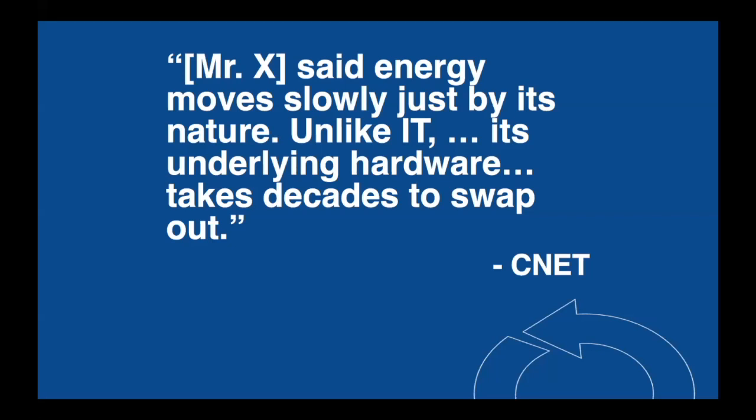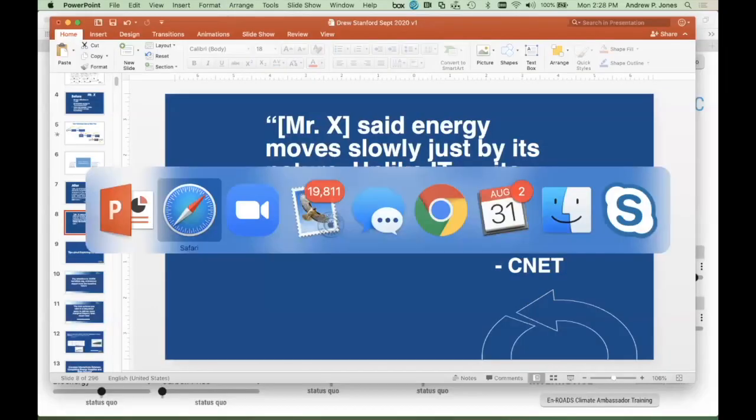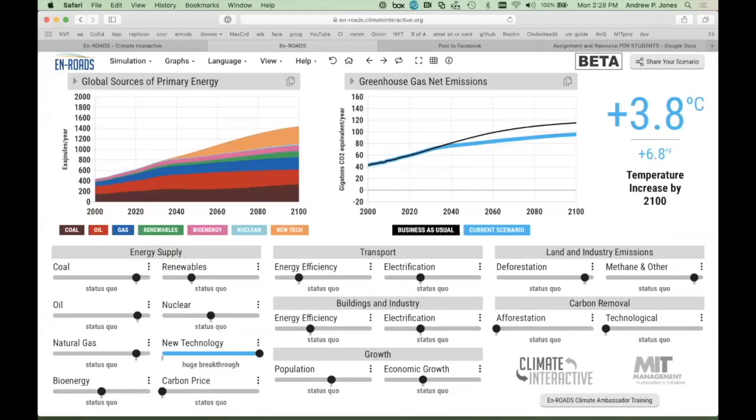So, engaging with a simulator, helping people improve their mental models. And that's why this simulator is here for you. It is here to help you improve your mental model about what it's really gonna take to get down to 2 degrees. And I think you can see, and I hope I've convinced you, that there's no silver bullet, right?